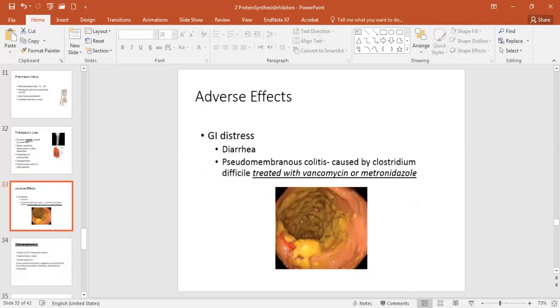Adverse effects: GI distress, diarrhea, and pseudomembranous colitis. It is caused by Clostridium difficile, treated by... If you want to treat pseudomembranous colitis, as you can see here in this image, you see sloughing or necrosis of the intestine because of the huge growth of Clostridium difficile, and thus you need to treat it with vancomycin or metronidazole.